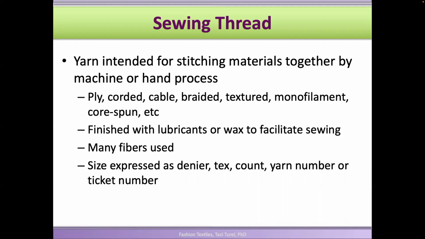Sewing threads can be ply yarns, corded yarns. It can be in different textures. It can be a monofilament or coarse spun. So sewing thread can be any of those type of yarns, but they are usually finished with lubricants or some kind of wax, so that when it goes through the sewing machine and goes through all that friction, it doesn't break.